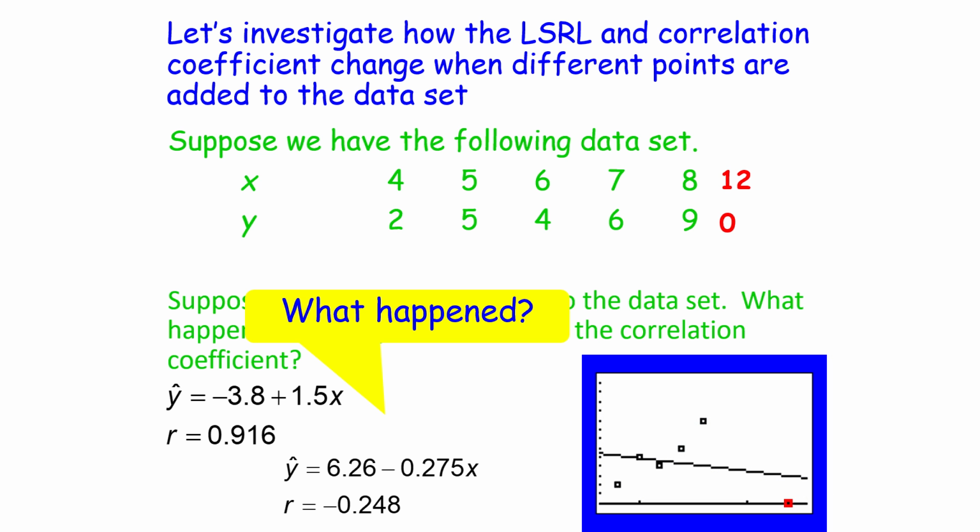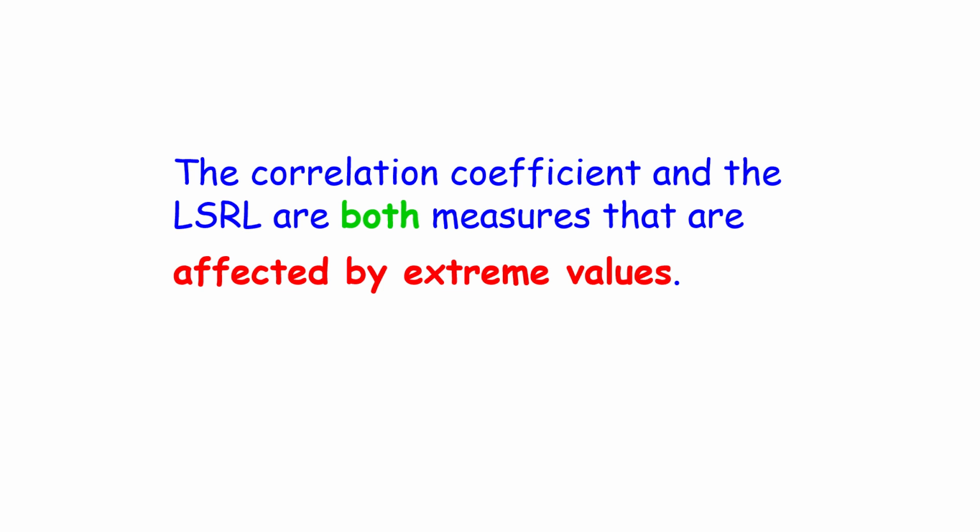So you should have gotten a y hat value of 6.26 minus 0.275x, and your correlation coefficient is now negative 0.248. You can see from your scatter plot that our point is way down here, and our line is a mess. It's going negative now. It's crazy, right? So simply adding these extreme points makes a difference. And so it's important to know that the correlation coefficient and the least squares regression line are both measures that are affected by extreme values.